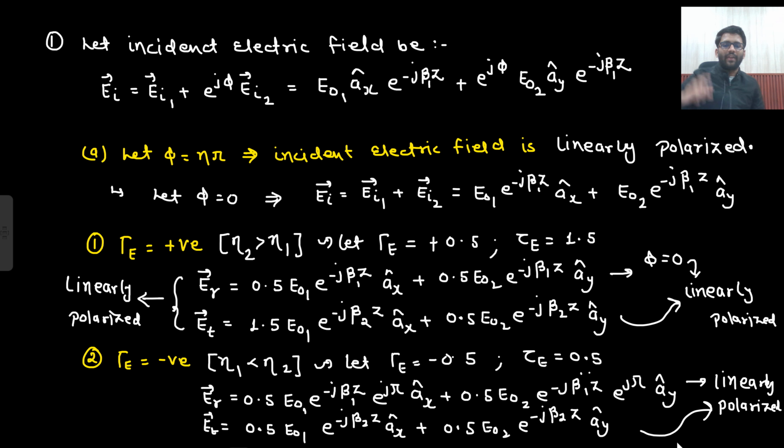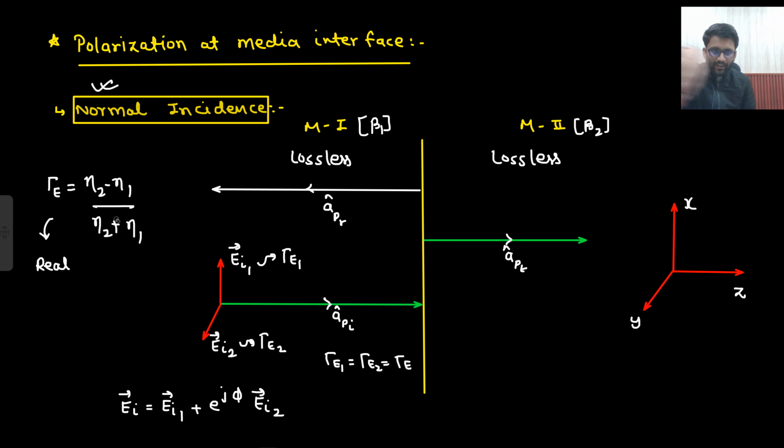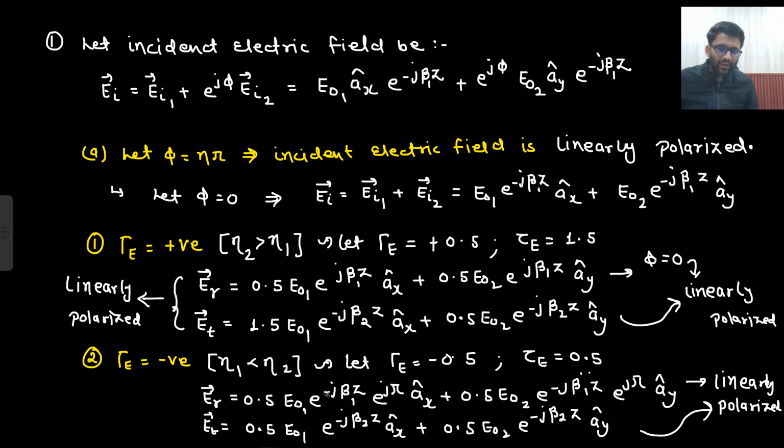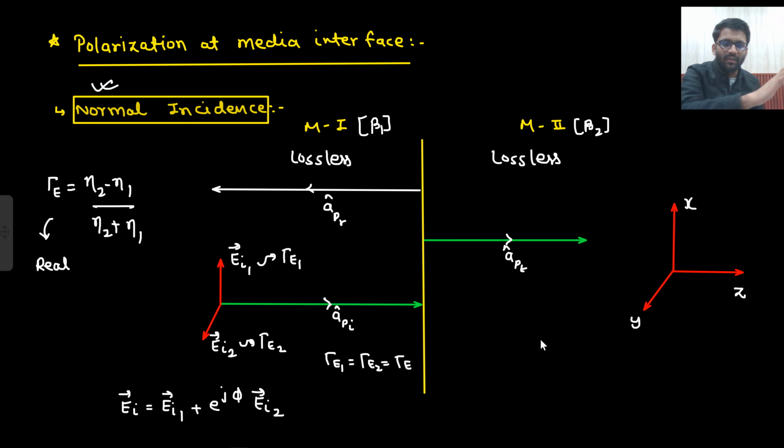Okay, there is a very big blunder I did here. This was this one. The wave will propagate in negative z, no? The reflected field will propagate in negative z. So that was a very big blunder from my side. The transmitted wave will propagate in plus z only, but the reflected wave will propagate in negative z.